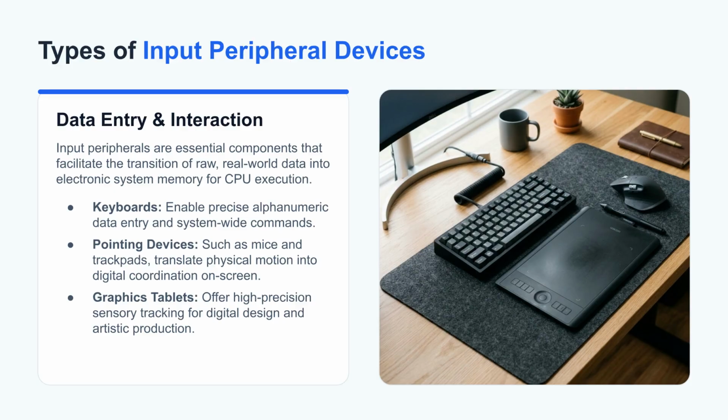For specialized tasks, graphics tablets use high-precision electromagnetic or capacitive sensors to track stylus movement and pressure levels, allowing artists and engineers to feed detailed design data into the system. In all cases, input peripherals send data inward, moving signals from the physical world into internal memory.